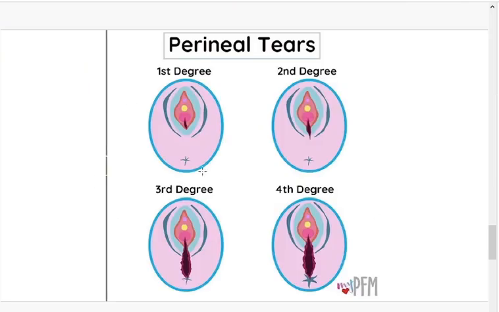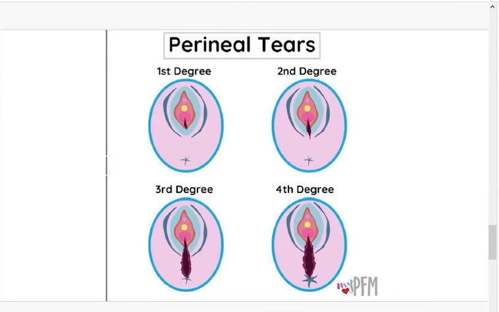Let's talk about perineal tear. During labor, the perineum becomes thin and stretched, making it liable to tear. There are first degree, second degree, third degree, and fourth degree tears.